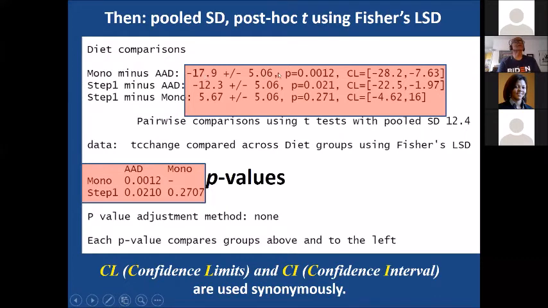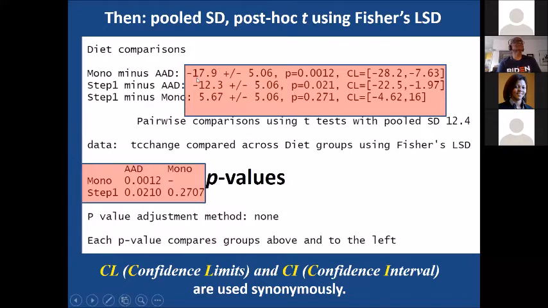Of course, it should be the same, but the p-values would be a little different because this is done in a post hoc manner. ANOVA post hoc test. And so this is called using Fisher's least significant difference. Fisher's LSD gives you p-values of the group comparisons using a pooled standard deviation. But without getting into all those minutiae, the important thing is that you have the diet comparisons.